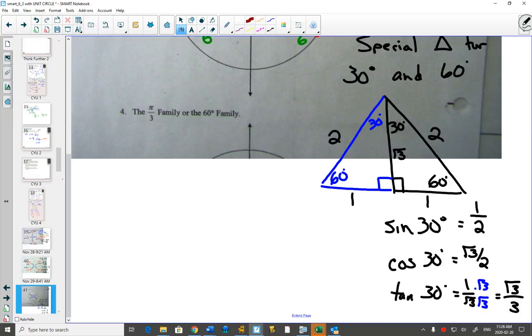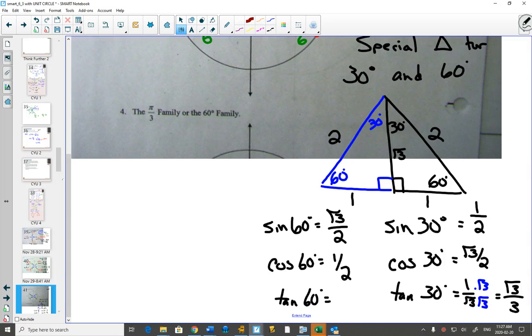Since we've drawn it already, our next family is 60 degrees. I'm going to figure out sine of 60 degrees, cos of 60 degrees, and tan of 60 degrees from that same triangle. Sine of 60, opposite over hypotenuse, cos of 60, adjacent over hypotenuse, and tan of 60, root 3 over 1, which we're just going to write as root 3.